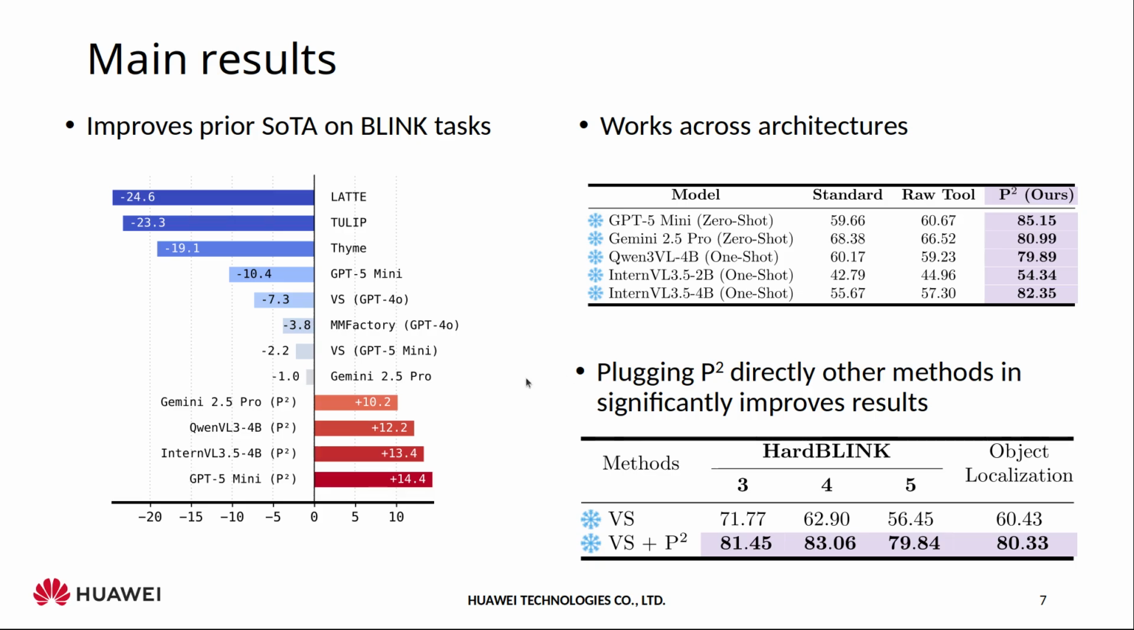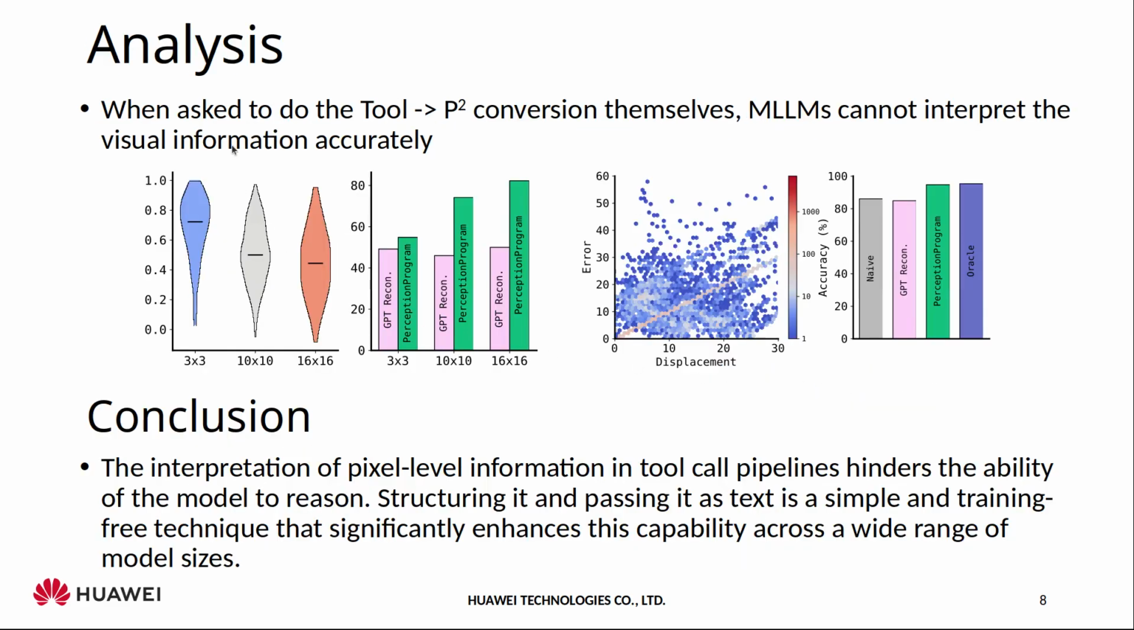And we also show in the paper that plugging perception program directly into competing methods is enough to improve them greatly, such as in the Visual Sketchpad method here in this table. We also have some analysis in the paper showing that when the model is asked to do the tool to perception program conversion itself, it degrades the information. We show that here on the relative depth estimation problem by showing that the Kendall tau between the ground truth and the reconstruction degrades as resolution increases.